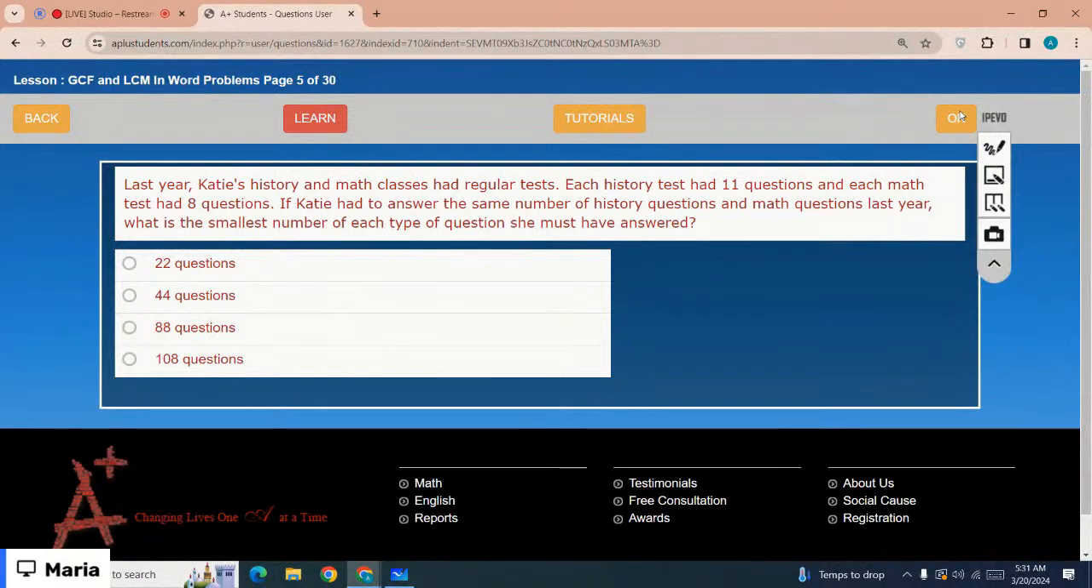Last year, Katie's history and maths classes had regular tests. Each history test had 11 questions and each math test had 8 questions. If Katie had to answer the same number of history questions and math questions last year, what is the smallest number of each type of questions she must have answered? So, which is the correct option?